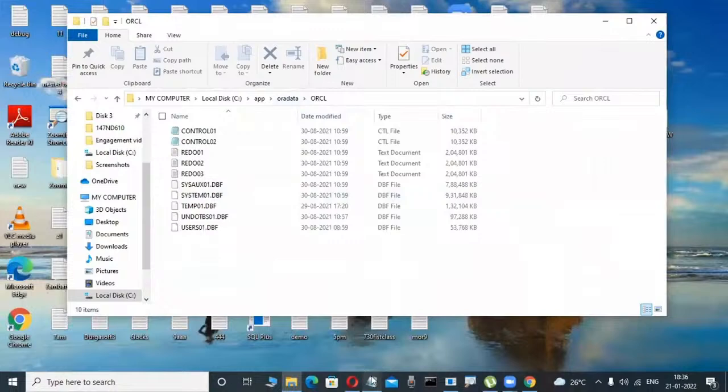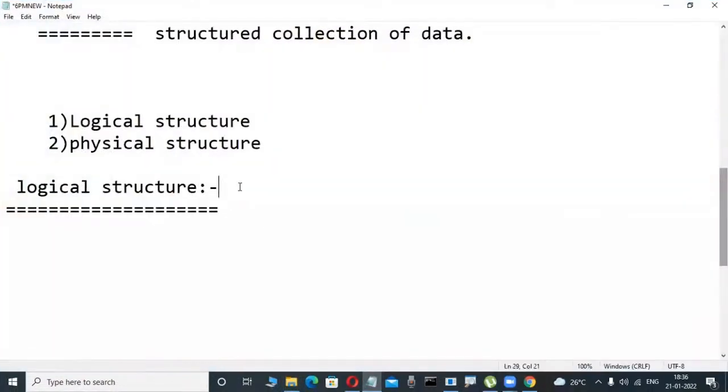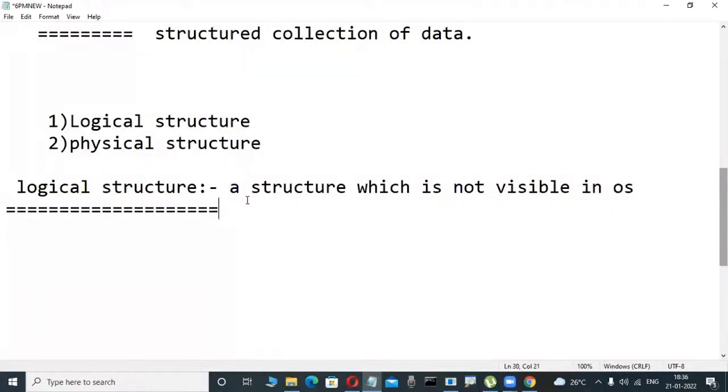That's why, what does a logical structure mean? Don't write it. A structure, here a database structure, don't worry. A structure which is not visible in the operating system, in OS, is called the logical structure of the database.